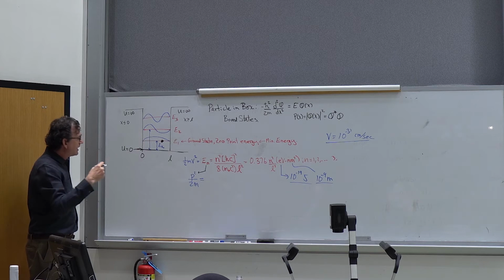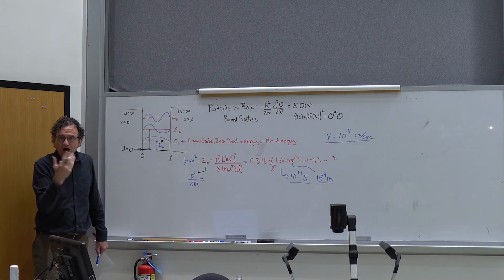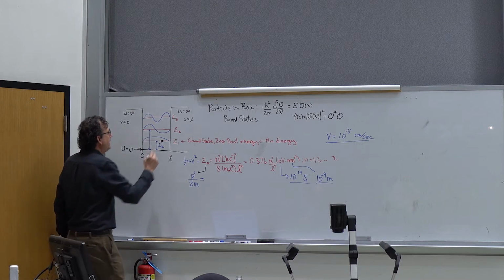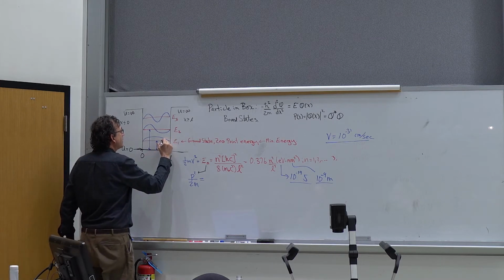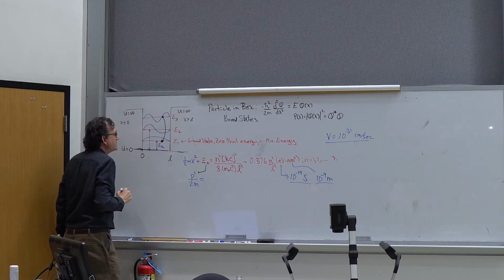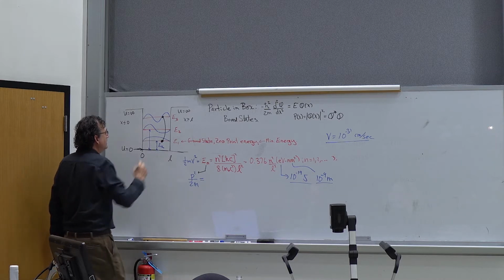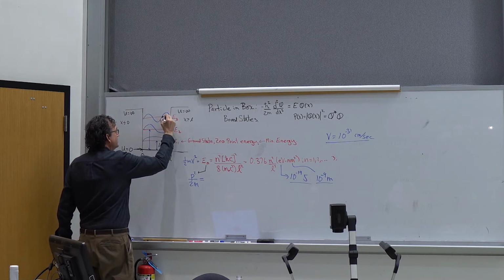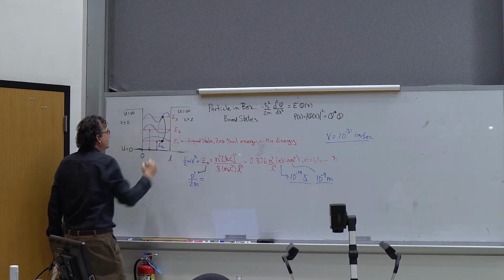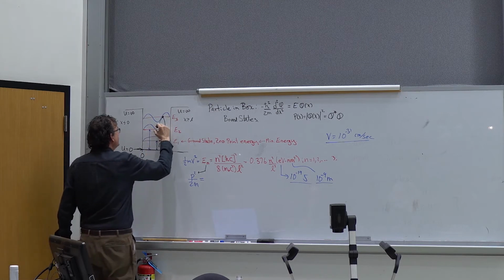I now can hit that microscopic object with a photon, and if I hit it at the right frequency, then I can pump this electron up to a higher energy state. At some later time, the electron, or the particle here, is going to come back down. And when it comes back down, it's going to emit a photon.